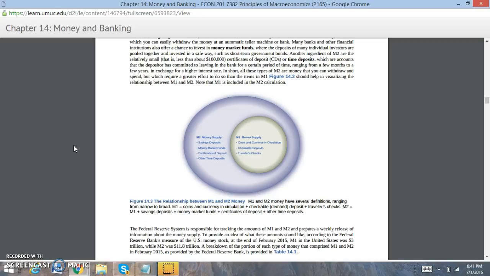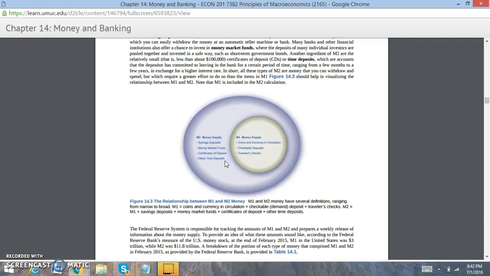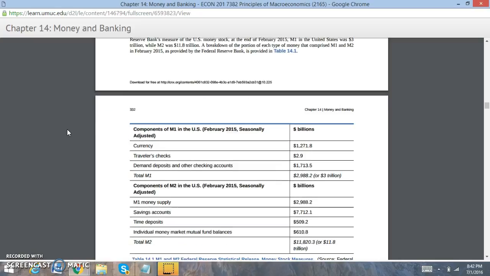So with M1, you have coins and currency, checkable deposits, traveler's checks. With M2, you have savings deposits, money market funds, and CDs. M1 is more liquid, but M2 is much larger than M1 because M2 includes everything in M1. But that's the way that we define the money system.